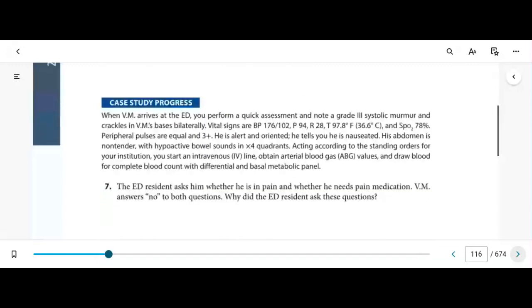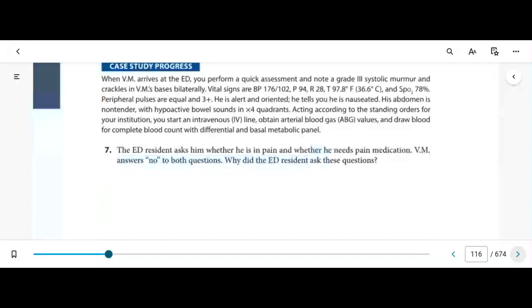Okay. So continuing on, VM arrives to the ER. You do a quick assessment. He's got a systolic murmur, crackles in the bases bilaterally. He's got a blood pressure of 176 over 102, pulse 94, respirations 28. He's afebrile, O2 sats 78 because that 8-liter nasal cannula is not helping him. Peripheral pulses are equal and 3 plus. Alert and oriented, tells you he's nauseated, belly is non-tender, hypoactive bowel sounds times 4.